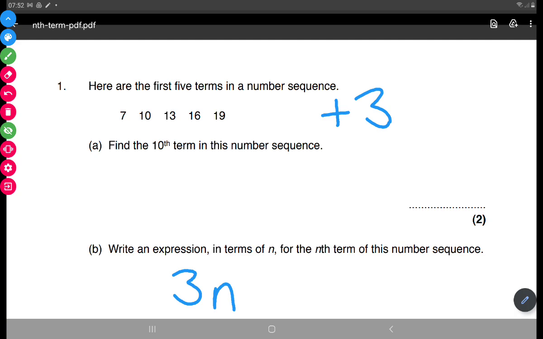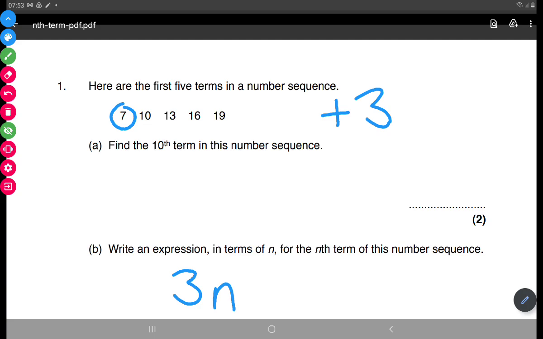So, recap: term, position. Find the function between each number. It's going up in 3. Now, whatever it's going up by, multiply the term by that. As you can see, the first term is 7. Now obviously 3 times 1, remember n is the term, does not equal 7. So we have to do something else to get from 3 times 1 to 7.